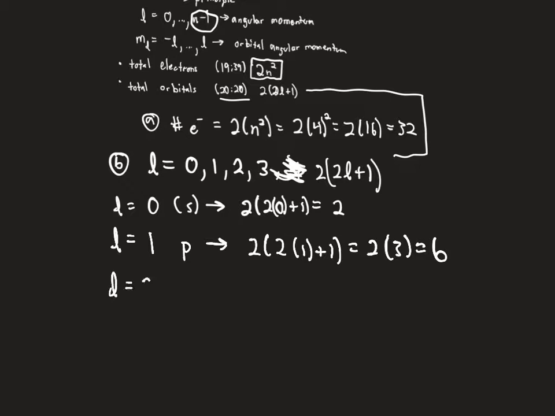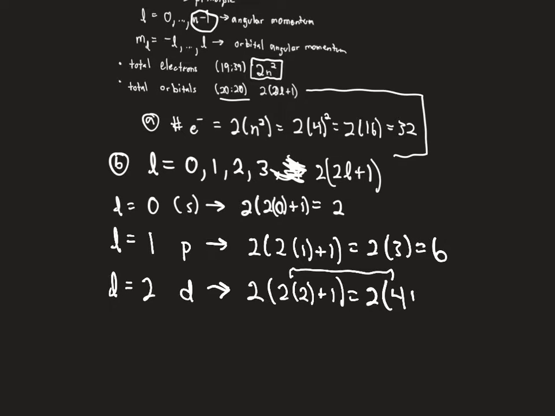For l equals 2, that's going to be the letter d. That's going to be 2 times (2 times 2 plus 1). So I multiply the 2 times 2 to get 4, plus this 1. So this is going to be 2 times 5, and 5 times 2 is 10.